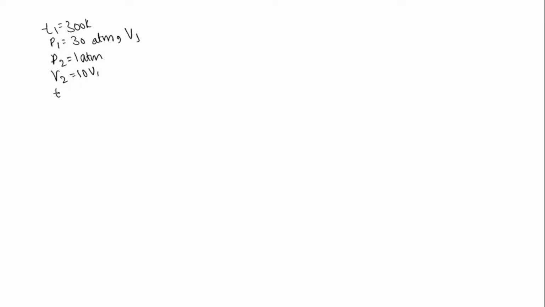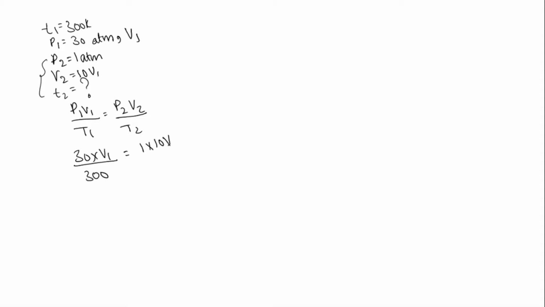When this pressure is applied, the volume is 10 times the initial volume. We need to find the temperature when this is the condition, so that temperature is T2. We know P1 V1 by T1 is equal to P2 V2 by T2. P1 is 30 atm, V1 is V1, T1 is 300, is equal to P2 is 1 atmospheric pressure into V2, which is 10 V1, by T2, which we don't know.